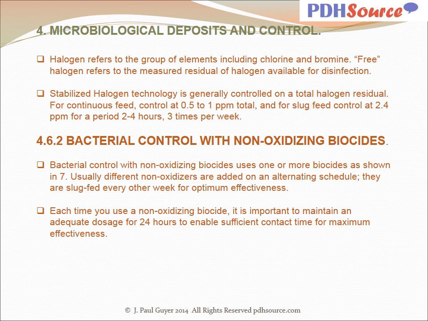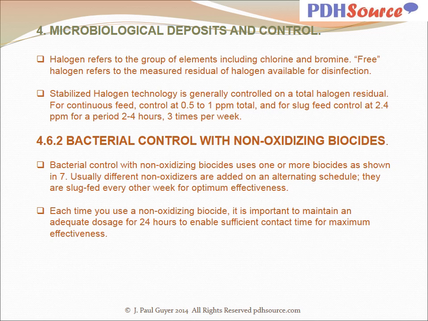Halogen refers to the group of elements containing chlorine and bromine. Free halogen refers to the measured residual of halogen available for disinfection. Stabilized halogen technology is generally controlled on a total halogen residual. For continuous feed, control at 0.5 to 1 parts per million total, and for slug feed control at 2.4 parts per million for a period of 2 to 4 hours 3 times per week.